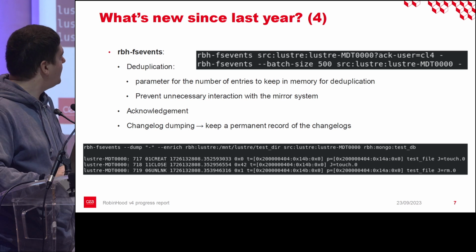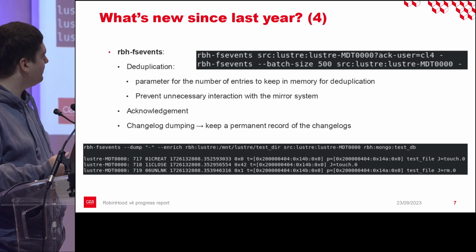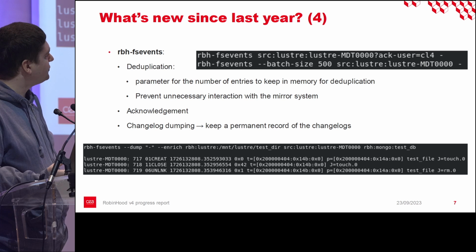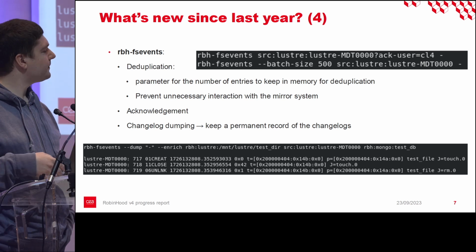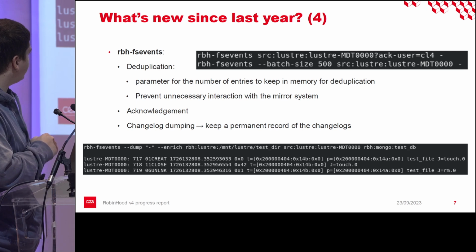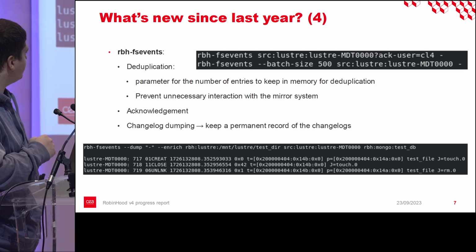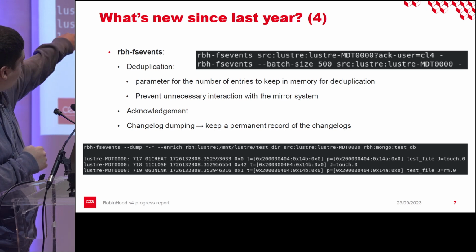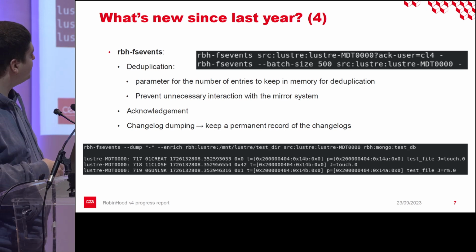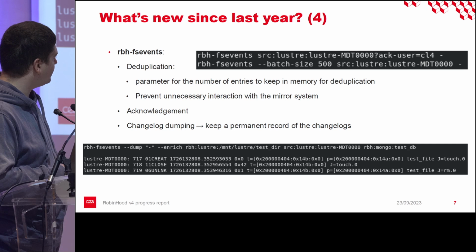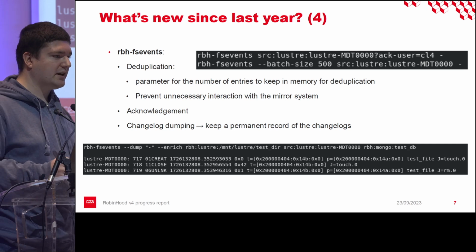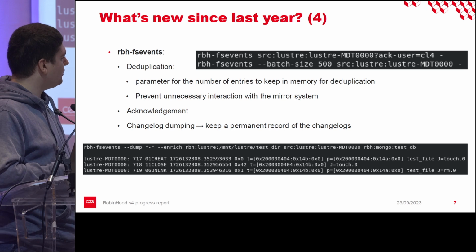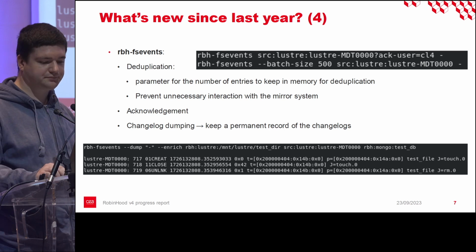And then we also have the changelog dumping linked to it, which aims to keep a permanent record of the changelogs by keeping them in a separate file, for instance. Here we have provided the option below. We can see the --dump at the start of the command, which will output to stdout. This is an example of the output. It is the exact same output as RobinHood 3, and it will provide the exact same information.